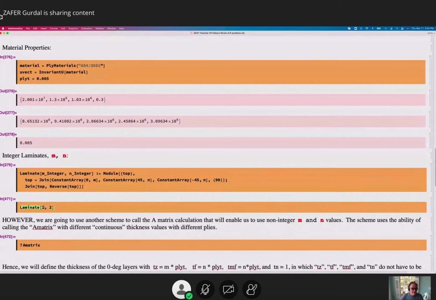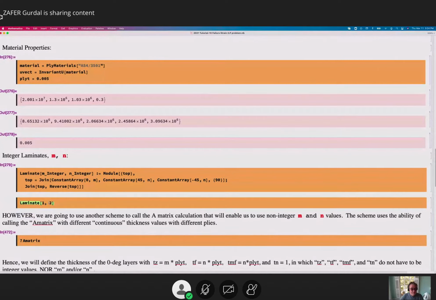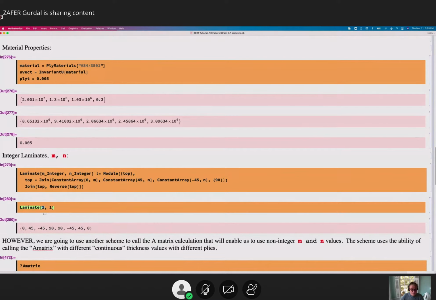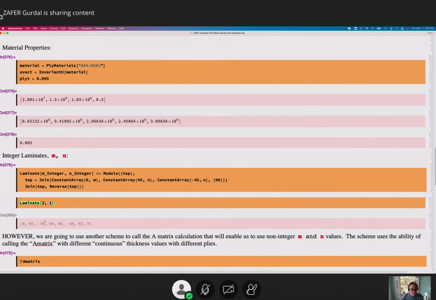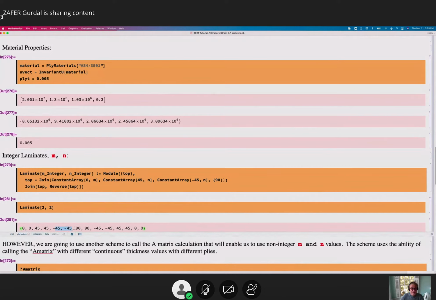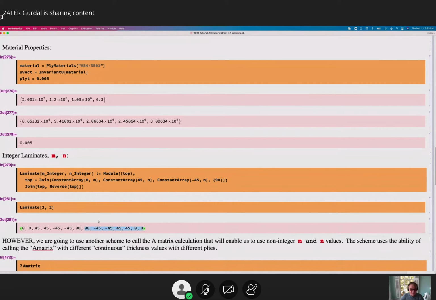If M and N are 1 and 1, I get 0, plus minus 45, 90, and its symmetric part. And if M equals 2 and N equals 2, let's say, you get 2 zeros, 2 45s, 2 minus 45s, and one 90, and then its symmetric part over here. So I have a working function to define whatever M and N values I may have.